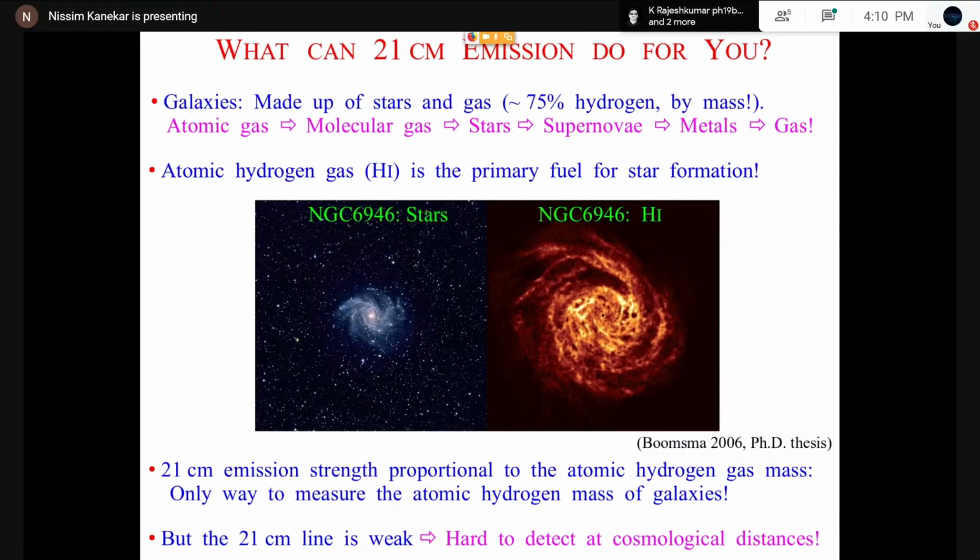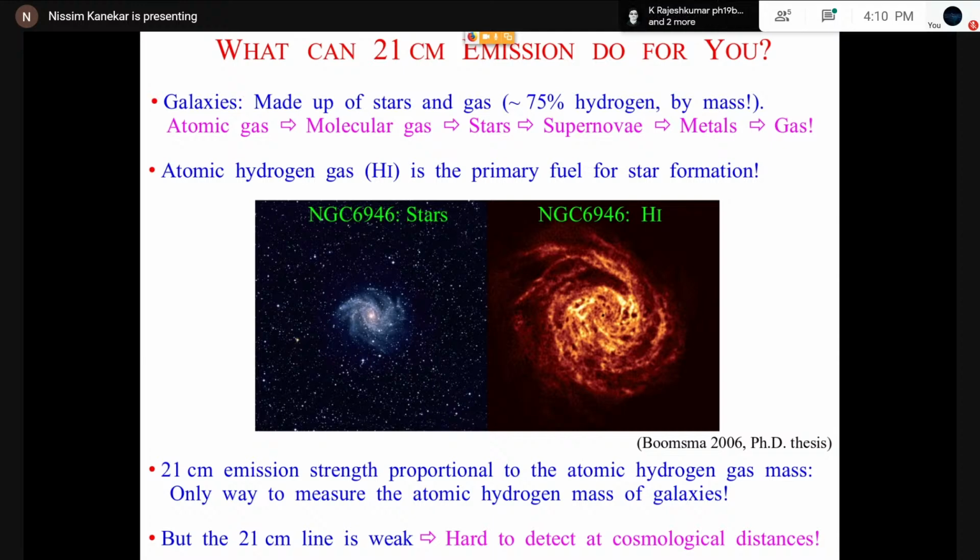So what can 21 centimeter do for you? The reason 21 centimeter is so important is that galaxies are made up of stars and gas, and the universe is about 75% hydrogen by mass. Most of the universe is hydrogen, about 25% is helium, and everything else is much less than 1%. So hydrogen is the bulk of the mass in the universe, and 21 centimeter traces hydrogen. So that already tells you that 21 centimeter is a foundationally important line for understanding the universe.